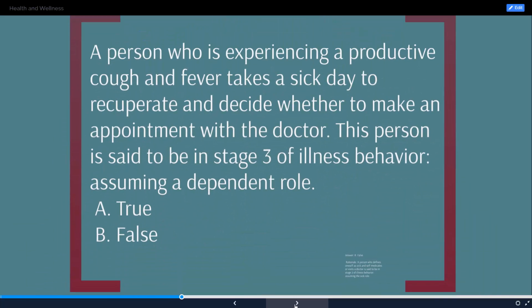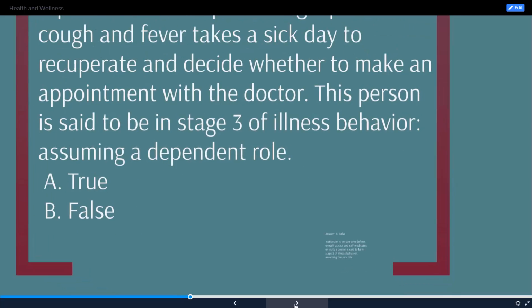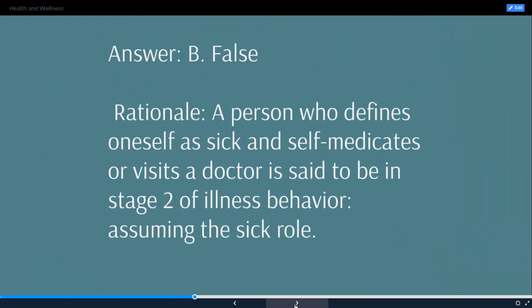So a person who is experiencing a productive cough and fever takes a sick day to recuperate and decide whether to make an appointment with the doctor. This person is said to be in stage 3 of illness behavior, assuming a dependent role. All right, guys. So what do you think, true or false? Let's look at the answer. The answer is actually false, guys. A person who defines oneself as sick and self-medicates or visits a doctor is said to be in stage 2 of illness behavior, assuming the sick role.